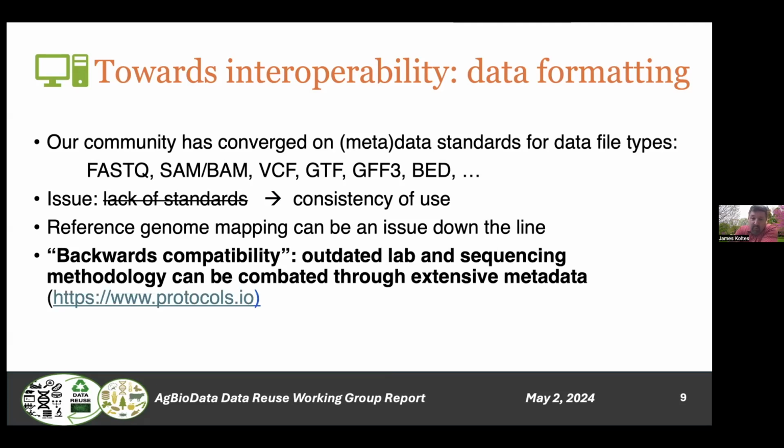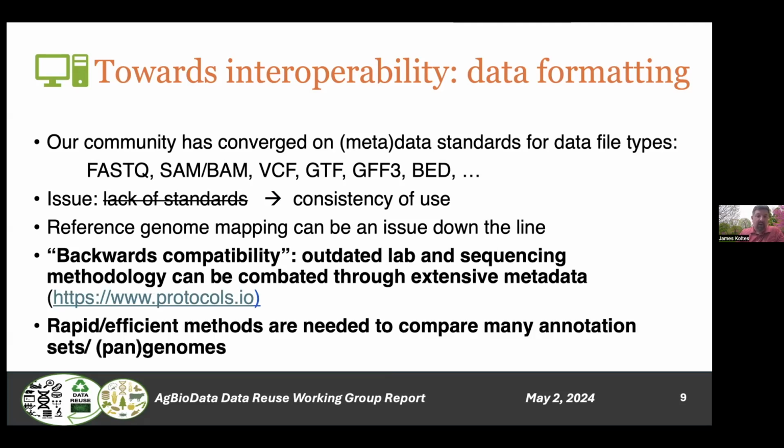Developing ways to be backward compatible, to take outdated or older genomes or lab sequencing methodologies to be combined through extensive metadata with new information is one thing that might be helpful. And then also, I think rapid and efficient coordinated ways to compare annotation sets that may be aligned to one genome or one data set. If it's important, having ways to rapidly be able to align that to other genomes, especially again in light of pangenomes that are coming on so rapidly is really important.